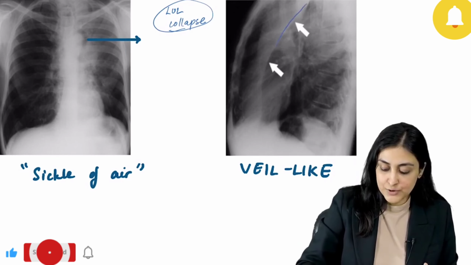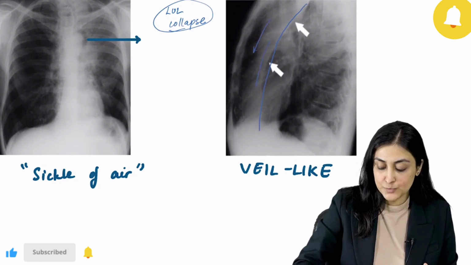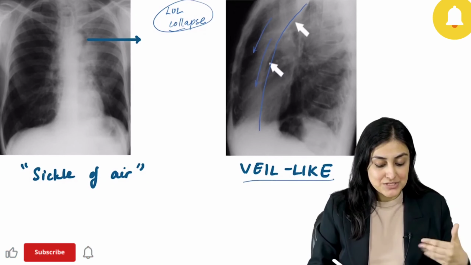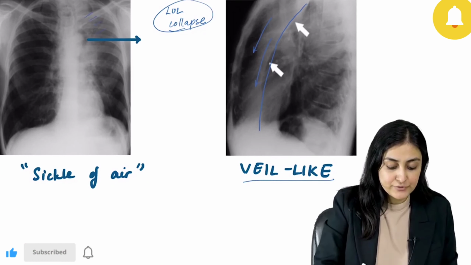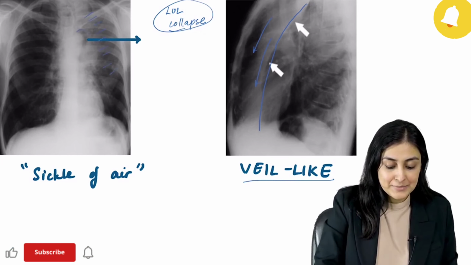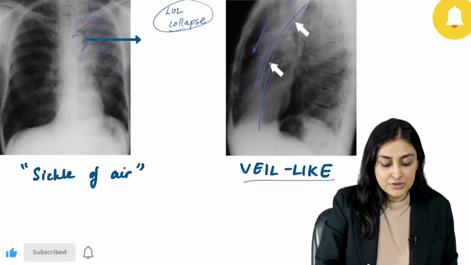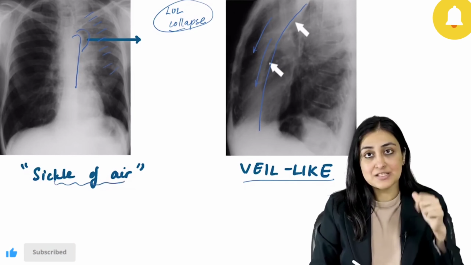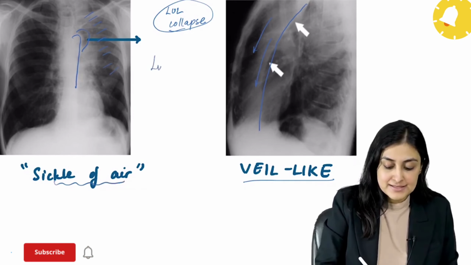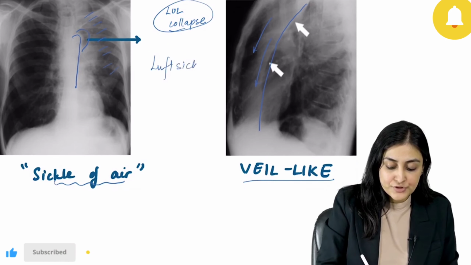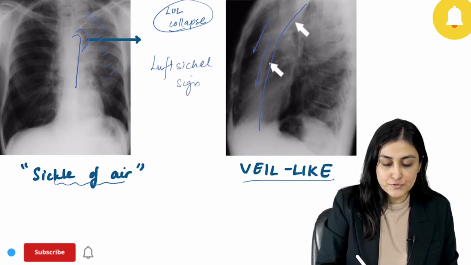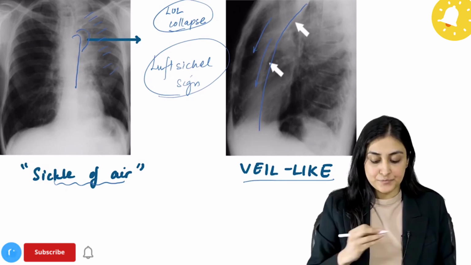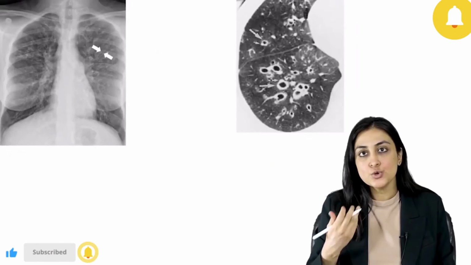But the left upper lobe is the unique one, wherein you would see this veil-like opacity. Do you see this anterior opacity throughout? This is described as a veil-like opacity. In a frontal projection, you would see this diffuse haziness, and there will be a sickle of air around the aortic knuckle. Around the aortic knuckle, we see this sickle or crescent of air, and this sign is referred to as the Luft-Sichel sign. Remember, the Luft-Sichel sign is a sign of left upper lobe collapse. So these are all the collapse signs we need to know.